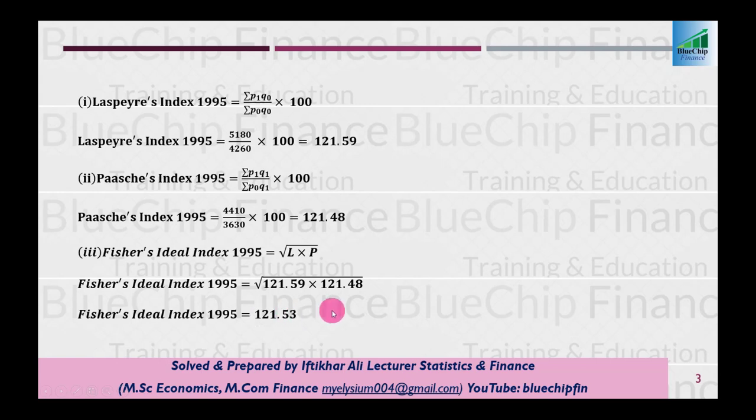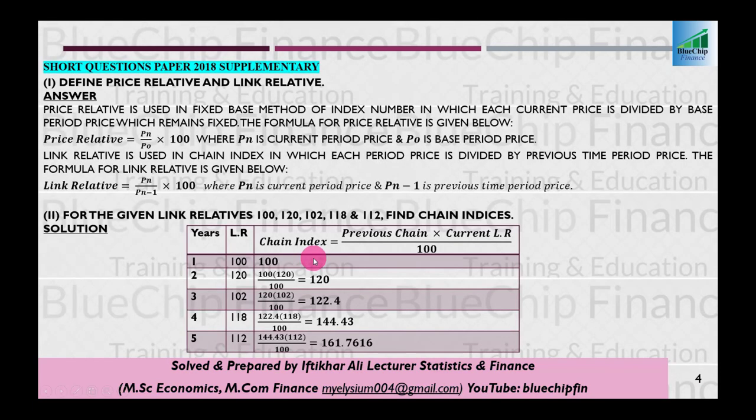After getting this, your Fisher's ideal index is 121.53. So that is your extensive question. After that, your short questions. Define price relative and link relative.